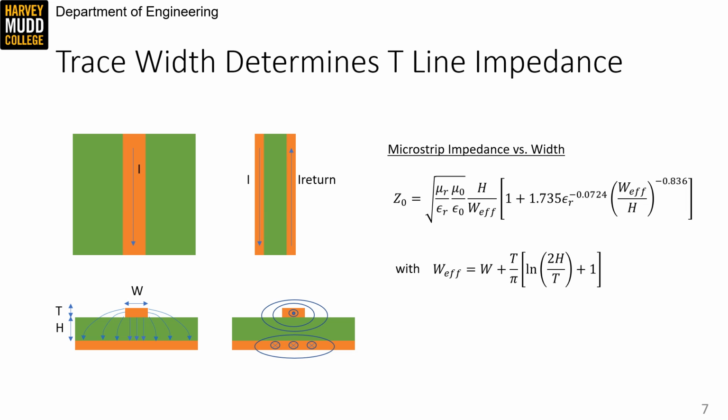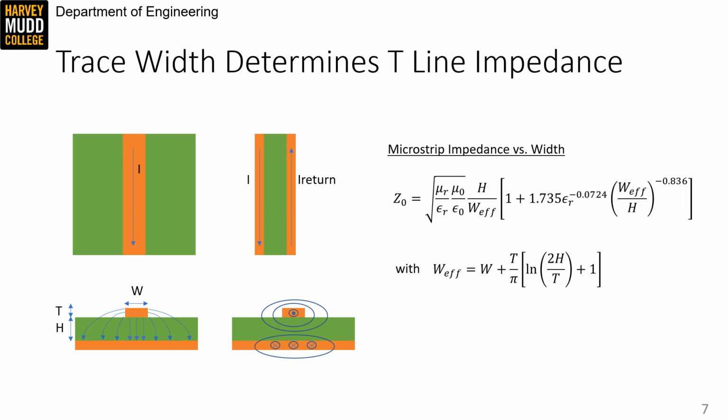Wider separation allows more field between the forward and return current, but also results in electric fields becoming weaker as the plates move farther apart. The increased magnetic field increases inductance, while the reduced electric field decreases capacitance.